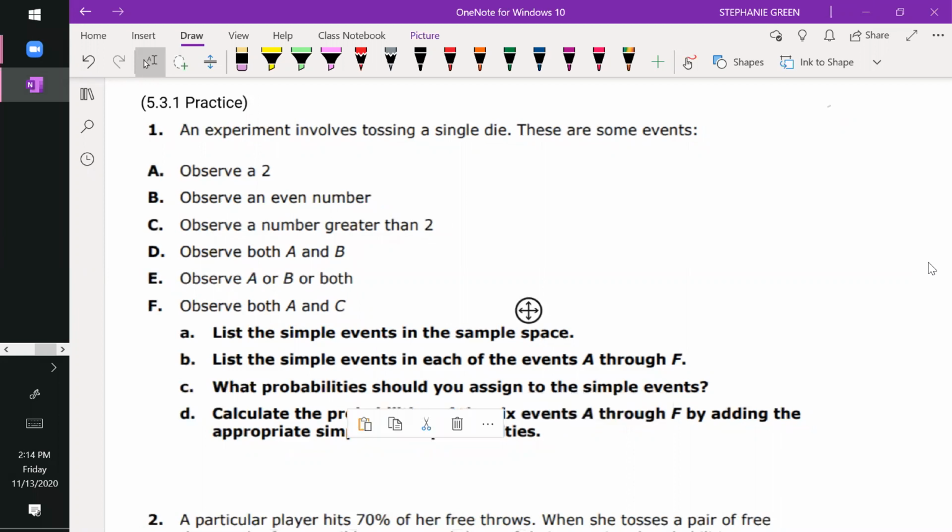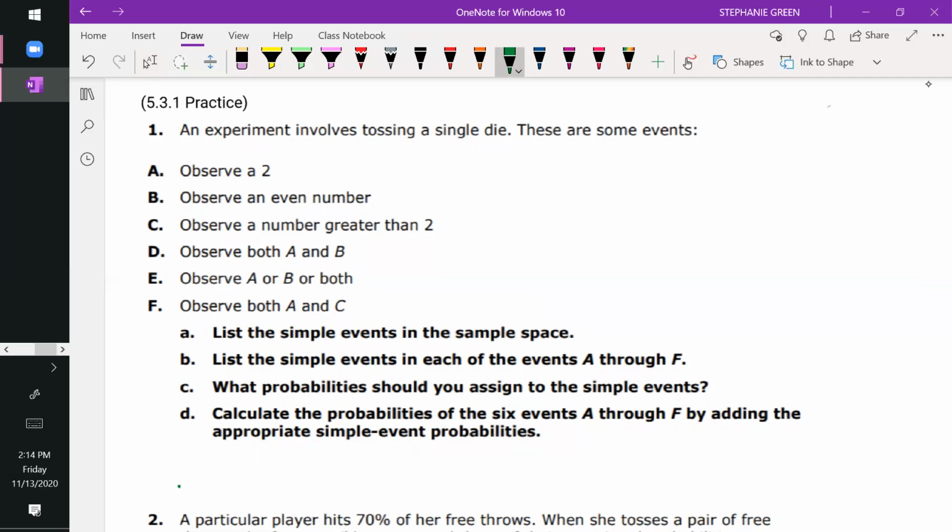So first question, it says an experiment involves tossing a single die. So we're talking about a six-sided die. These are some events. Event A is to observe a 2. Event B, an even number. Event C is a number greater than 2. D is to observe both A and B. E is to observe A or B, or both. And F is to observe both A and C. So the first thing it wants us to do here is list the simple events in the sample space.